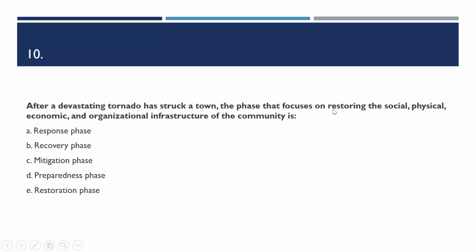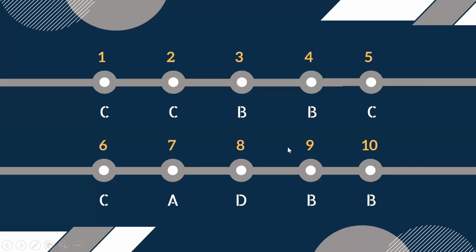After a devastating tornado has struck a town, the phase that focuses on restoring the physical, social, economic, and organizational infrastructure of the community is: A. Response phase, B. Recovery phase, C. Mitigation phase, D. Preparedness phase, and E. Restoration phase. The answer is B.